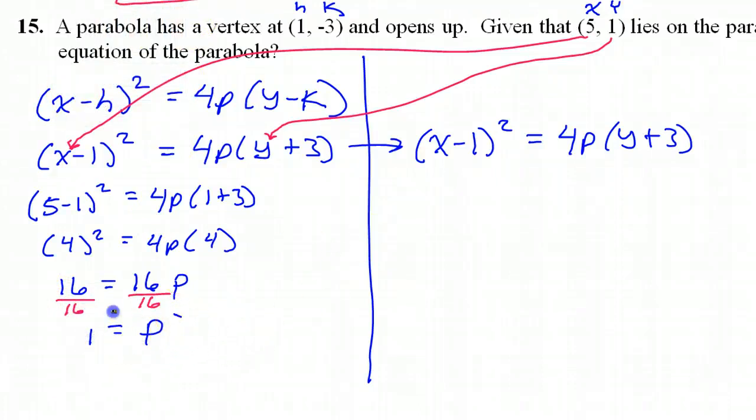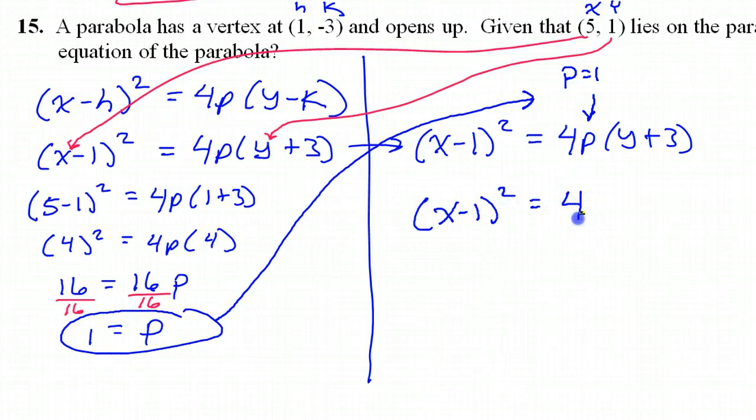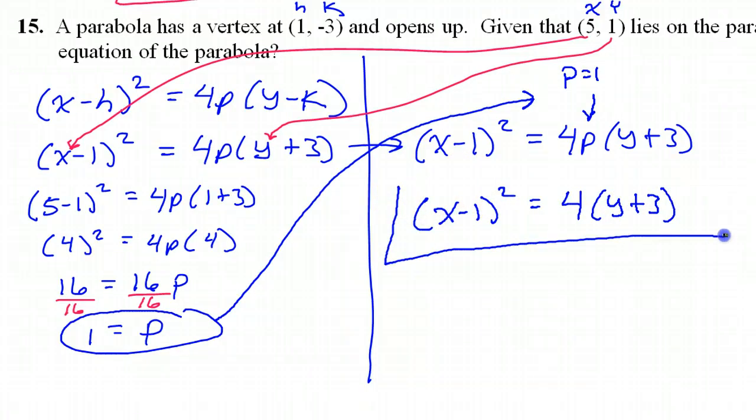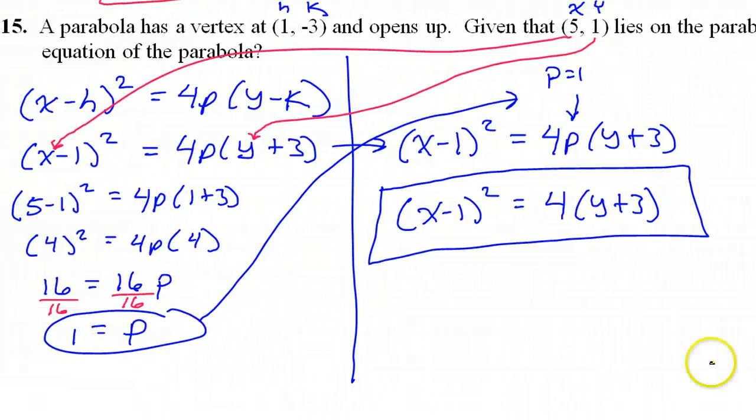Now I know that p equals 1. So if I put that back in, p equals 1, then that just means that this is gone, right? 4 times 1 is just 4. So this is going to become x minus 1 squared is simply equal to 4 times y plus 3. And that's it. This is the equation that we were looking for. That's how you do number 15. And that is the end of this lesson.